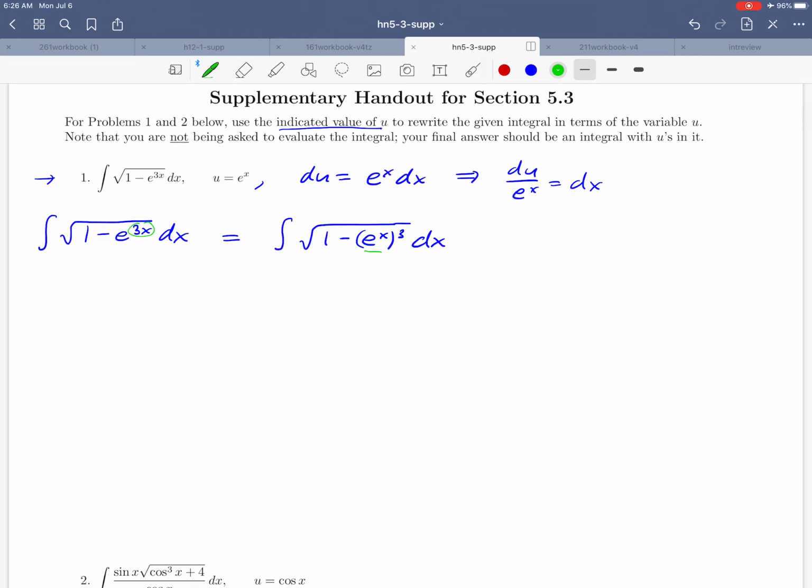By making that observation, we can see what we need to do to substitute into our integral. The e to the x that you see here is equal to the u that they gave us, so we can make that substitution. We're going to get 1 minus u cubed in the integral, and then dx, we can see from our work over here to the right, is equal to du over e to the x. We'll make that substitution as well.